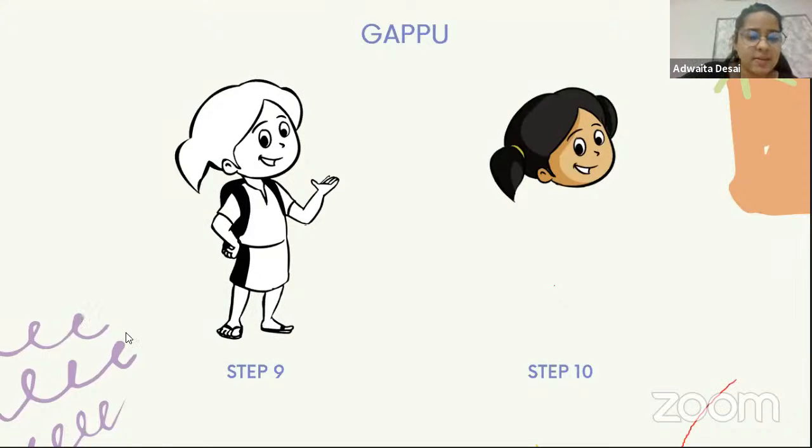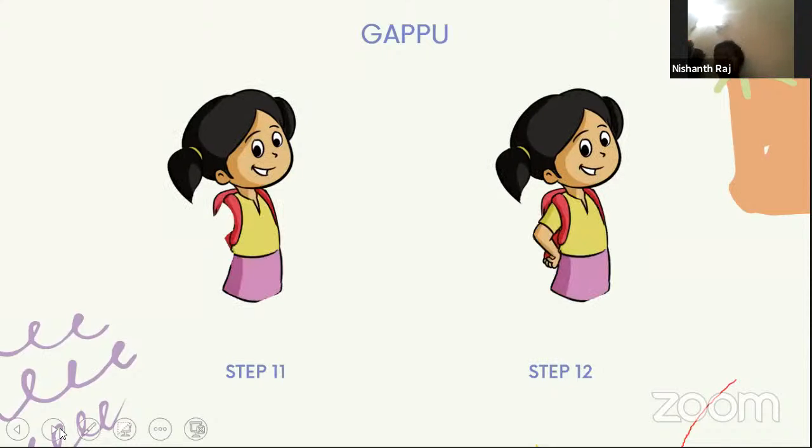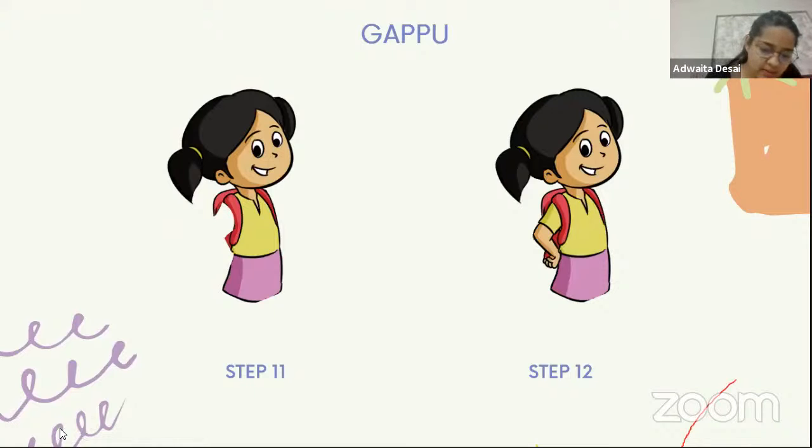Okay, we will go on to the next slide. This time you have to give Gappu's shirt some color. Miss, I color her bag. I color it black. No problem. If you have colored it black, it's okay. You can try to give red color on top of that if possible, or else it is okay. Okay, faster. We have just 1 minute to finish this.